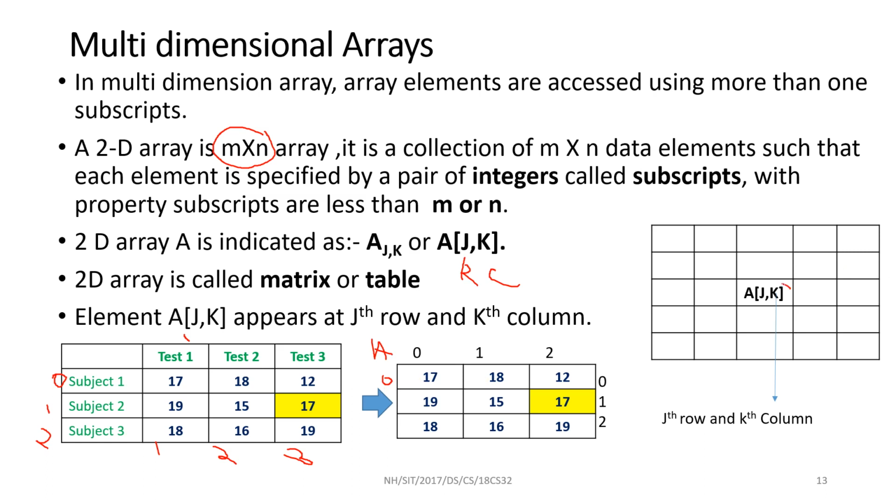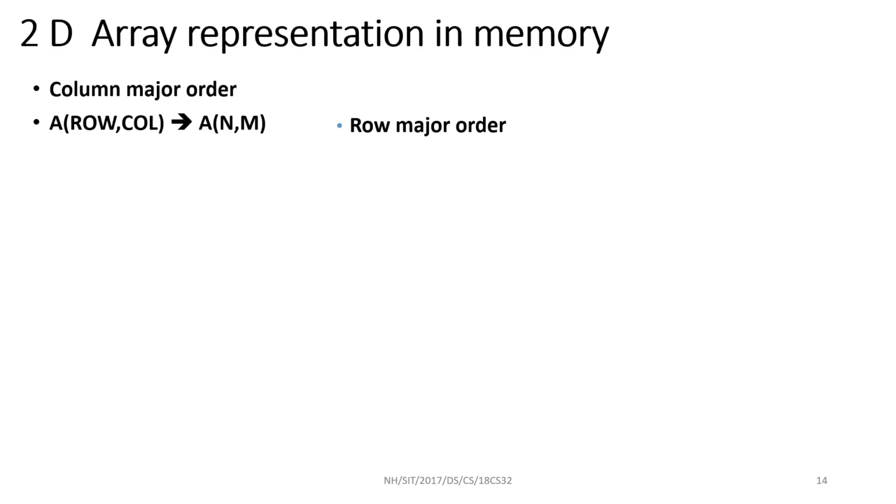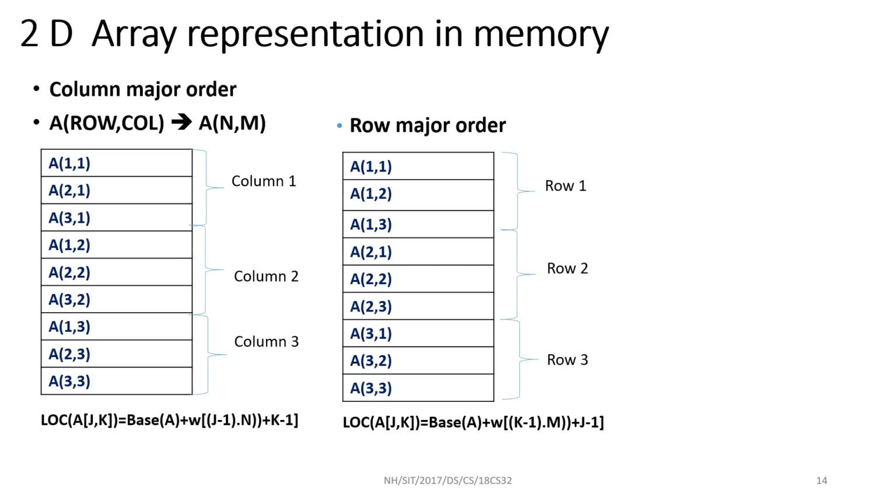In general, if A is my array, and J and K are the indexes, we say that the element exists in the jth row and kth column of that array. A two-dimensional array can be arranged column-wise or row-wise. We are familiar with row major order. That means if there is an m cross n matrix or n cross n matrix, it can be anything, n cross m.